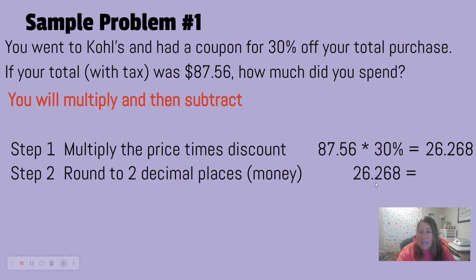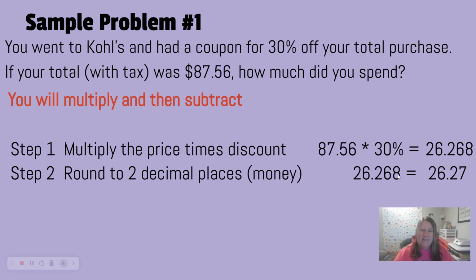So I'm going to look at the 8, and that is 5 and above, giving it a shove. So I have $26.27. That's the amount of the discount. So how much did I pay in total? Remember, when you're looking for a discounted price, it should be lower than the original. I should not have a number that's greater than $87. It should be less than that.